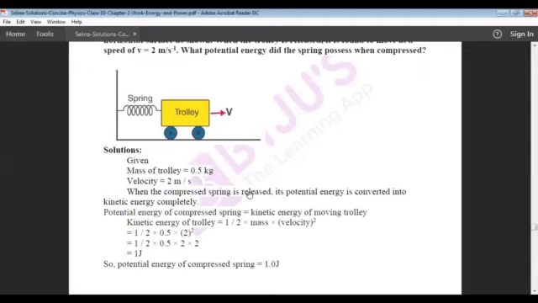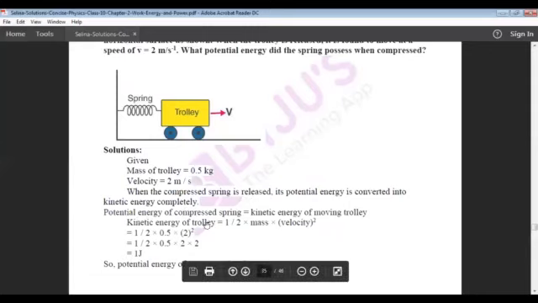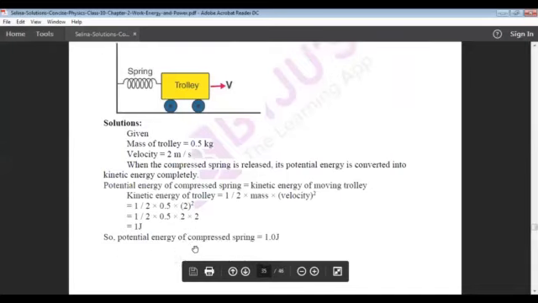As we have discussed in the last video, when you compress a spring, what happens? There will be a stored energy. That stored energy is nothing but potential energy. And when you release it, what happens? The potential energy converts into kinetic energy. So here, the potential energy of the compressed spring will be equal to the kinetic energy of the moving trolley. So the kinetic energy of the trolley will be half mv square. Half mass we know it is 0.5 kg and velocity is 2 meter per second. If you substitute, you're going to get the answer as 1 joule. So the potential energy of the compressed spring will be equal to 1 joule.